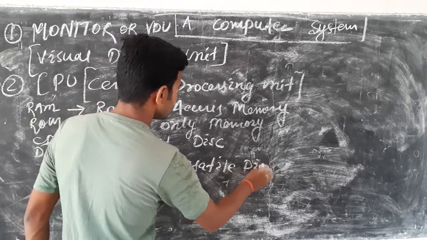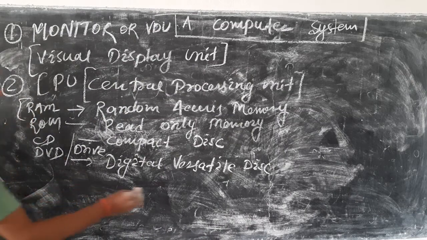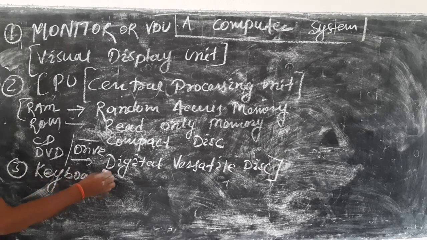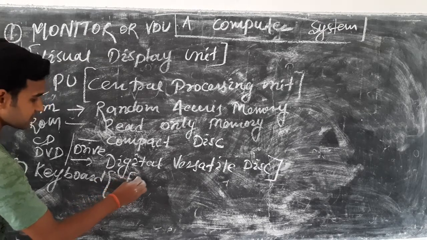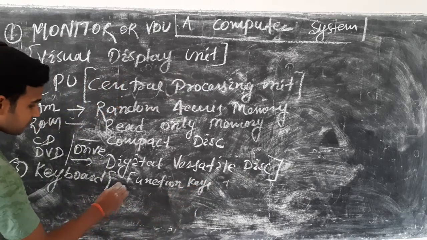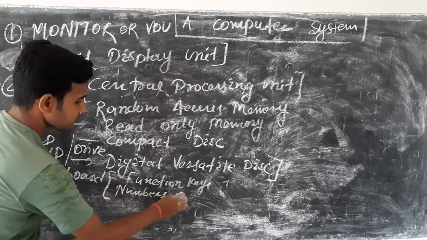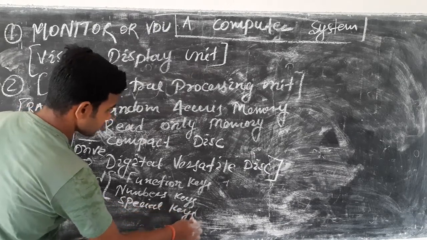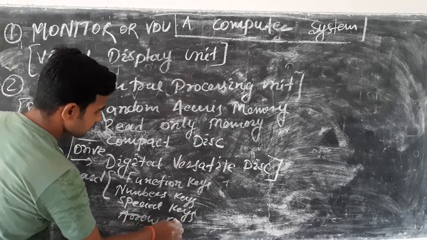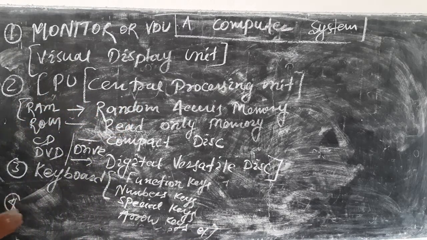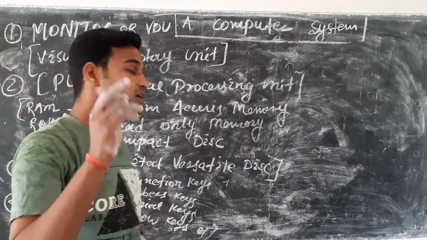After this we studied UPS, keyboard. After this we studied keyboard. Keyboard has different keys like function keys, number keys, special keys, arrow keys, etc. After that we studied mouse. But mouse is also an input device. It has 3 buttons, left, right and scroll bar.